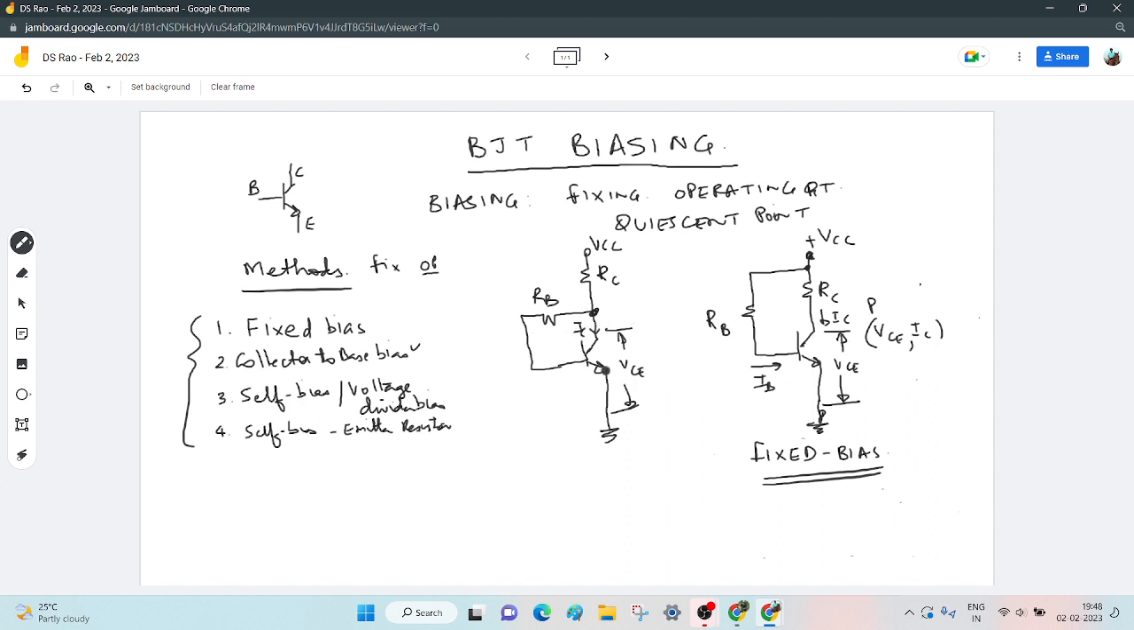Now we have to analyze this thing. We are not doing any analysis today. I am only trying to tell you how important it is to practice the circuit diagram. What is this circuit now? What is the name of the circuit? Collector to base bias.